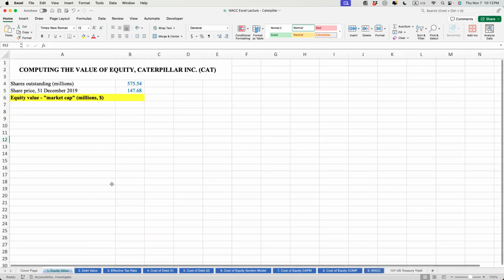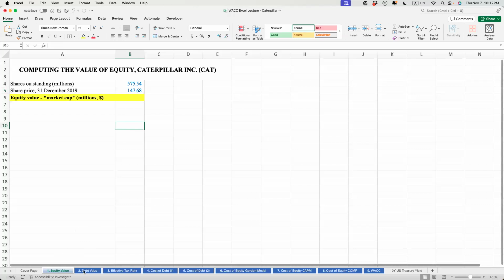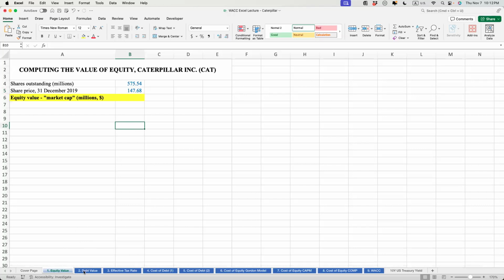The first one is the equity value. In order to calculate equity value, or more specifically, the market value of a company's equity, in other words, the market capitalization, we just need the information about shares outstanding and trading price. The trading price really depends on when you conduct this analysis. You should use the most recent closing price. For the Caterpillar example, we're going to work on their 2019 financial statements. Therefore, I picked the December 31st, 2019 stock closing price to calculate my equity value.